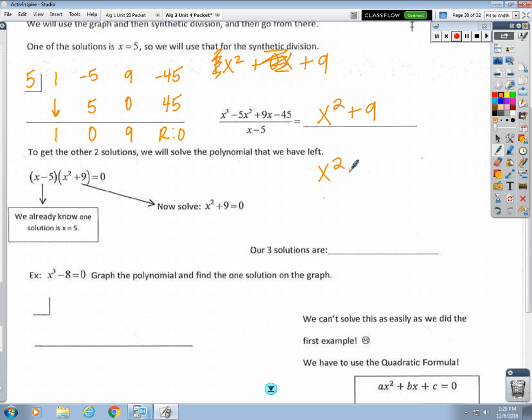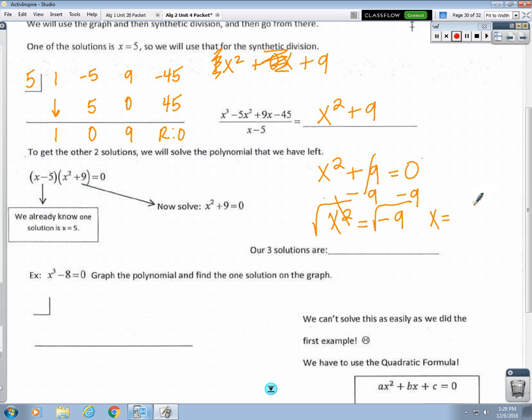Anytime you're just left with something like this, what's the easiest way to get the x by itself? Subtract the 9. And so x squared will equal what? Negative 9. Then to get x by itself, what do we do? Square root both sides. And so x equals, what is the square root of 9?